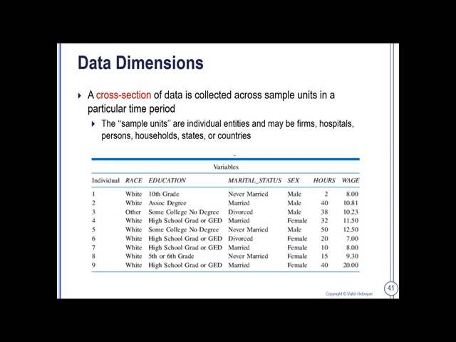Again, think about a survey of the entire class or the students on the campus, right? We are conducting this survey one time and we are sampling from multiple individuals, right? As in the example below, let's say 9 individuals were asked what their race was, what their level of education was, what's their marital status, what's their gender, how many hours do they work, and what's their hourly wage rate. So again, this is collected across sample units.